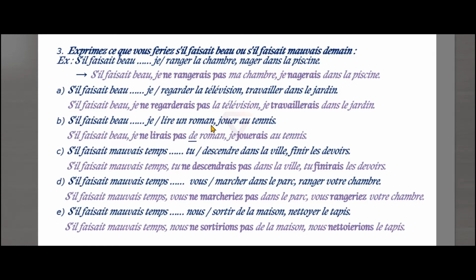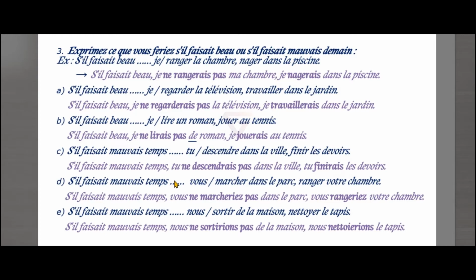Then again, we are using the je followed by the conditional tense for jouer. And here it's an ER verb, so directly you're adding the ending AIS. The third one says, if the weather were bad, you would not go down to the city, you would finish the assignment or the homework. So again, here it's a RE verb, so you cut the E, add AIS, put them in the negative. And then again, here you have IR verbs, so directly you can add the ending AIS.